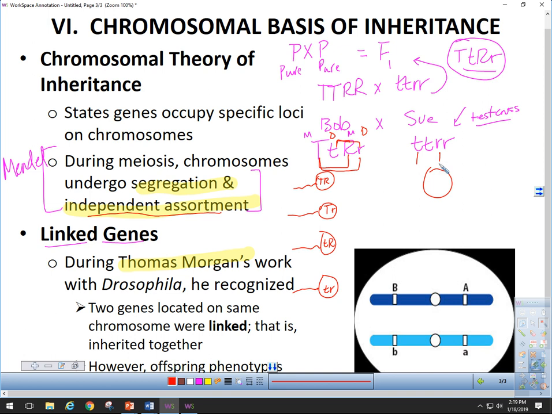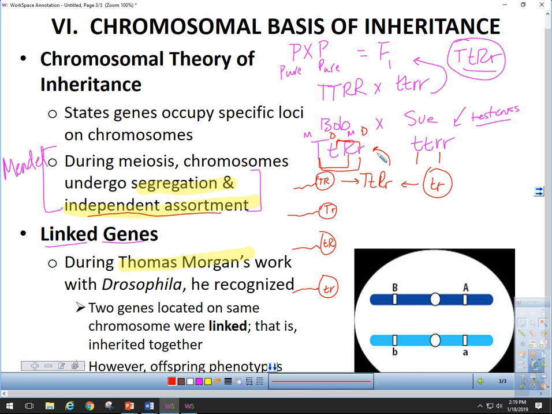So all of her eggs are going to have the same letter combination. Okay, well, what Mendel said is that if this is true, and you put these together through fertilization, and if you need to draw a Punnett square, draw it, but I'm just going to show you like this. If that comes together with this, this first offspring is going to get big T, little t, big R, little r. Well, look at what that baby is. That baby's tall and round. That baby looks like Bob. That baby looks like his dad.